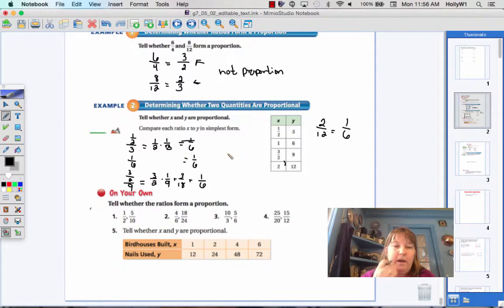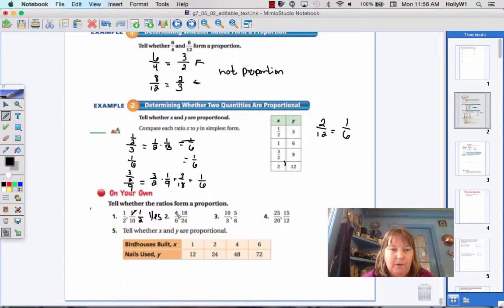So try on your own to see whether or not these numbers are proportional. Pause me and then bring me back. Hi, welcome back. Well, if I simplify 5/10, that does simplify down to 1/2, so those two are in a proportional relationship. So that would be yes.